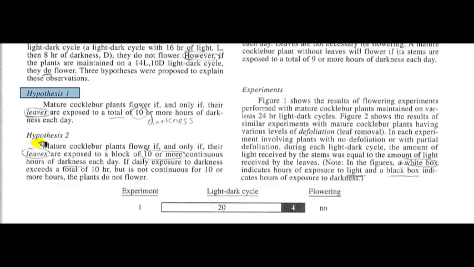When we look at hypothesis 2, it says mature cocklebur plants flower if and only if their leaves are exposed to a block of 10 hours of continuous darkness. Remember, what we saw in experiment 9 is 2 and 2 with a total of 4 hours of darkness. That would not weaken hypothesis 2.